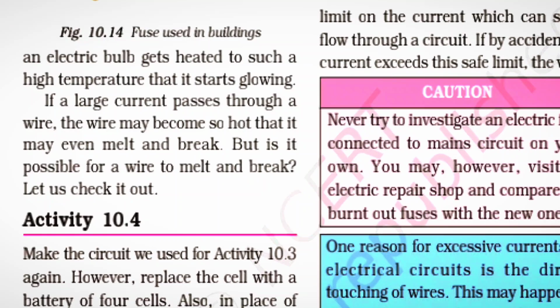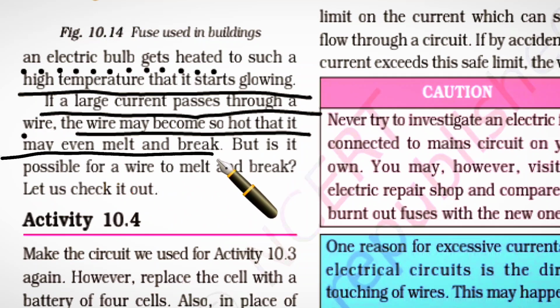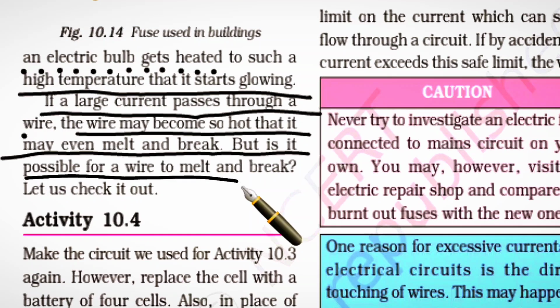An electric bulb gets heated to such a high temperature that it starts glowing. If a large current passes through a wire, the wire may become so hot that it may even melt or break. But is it possible for a wire to melt and break? Let's check it out.